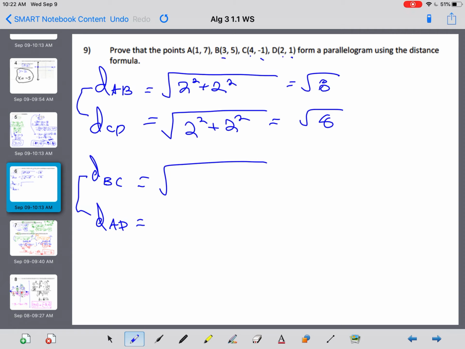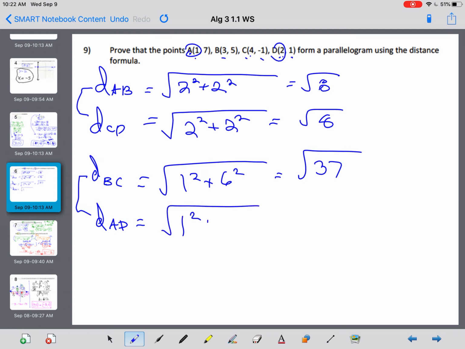From B to C, I get 1 for the distance between x's and 6 for the distance here. So that's the square root of 37. And then if I do A to D, I get 1 for the distance between x's, 6, and so we have that. So because these are equal and these are equal, it's a parallelogram. So we've proven that.